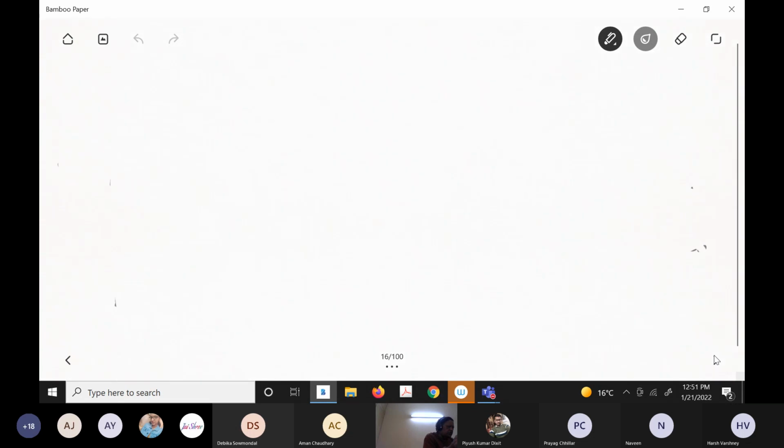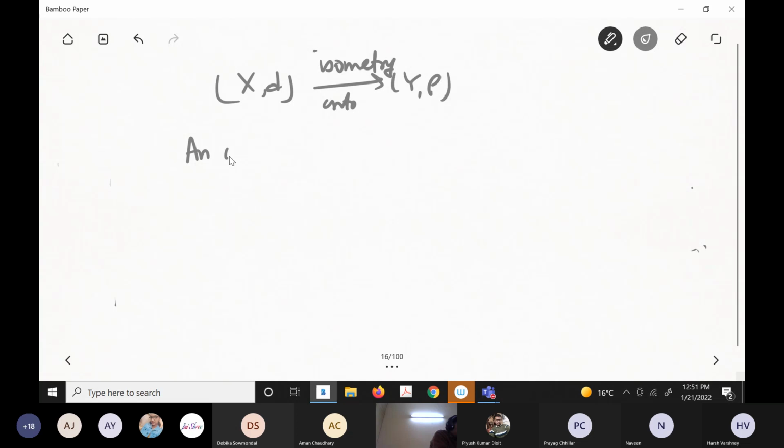Okay, here, lest I forget, I should tell you that in case of metric space, you have the concept of the isometry. So onto isometry we take. You can take an onto isometry between two metric spaces is always a homeomorphism.